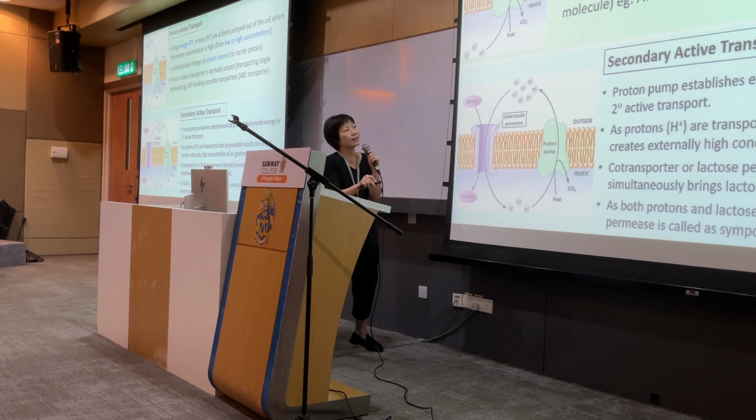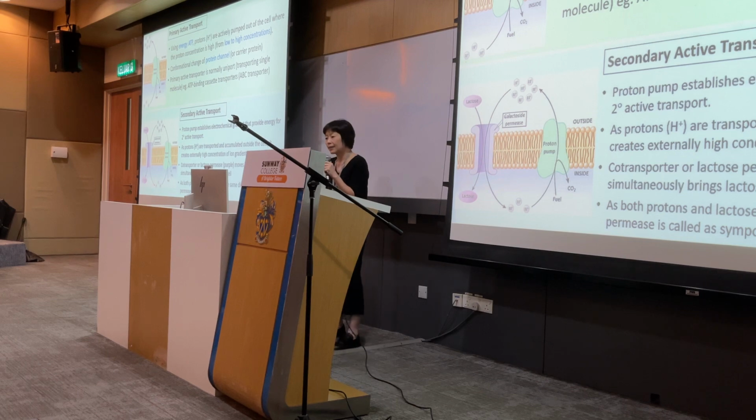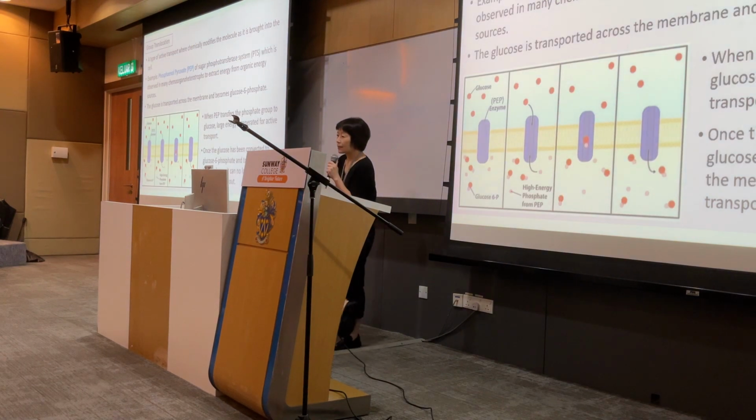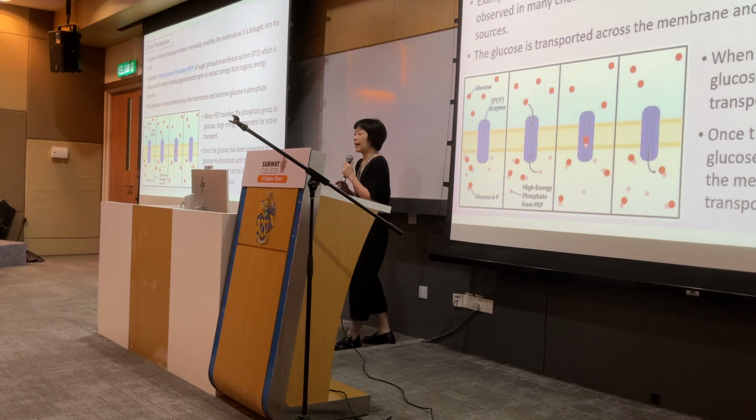This is called secondary active transport, which allows the two to accompany each other through the transporter, and you are allowed to bring in the lactose. All right, and why do we still call it active? Because although this particular co-transporter may not require energy, you have a proton pump as a prerequisite to pump the proton out, so that the proton at high concentration can come back and bring the lactose in.